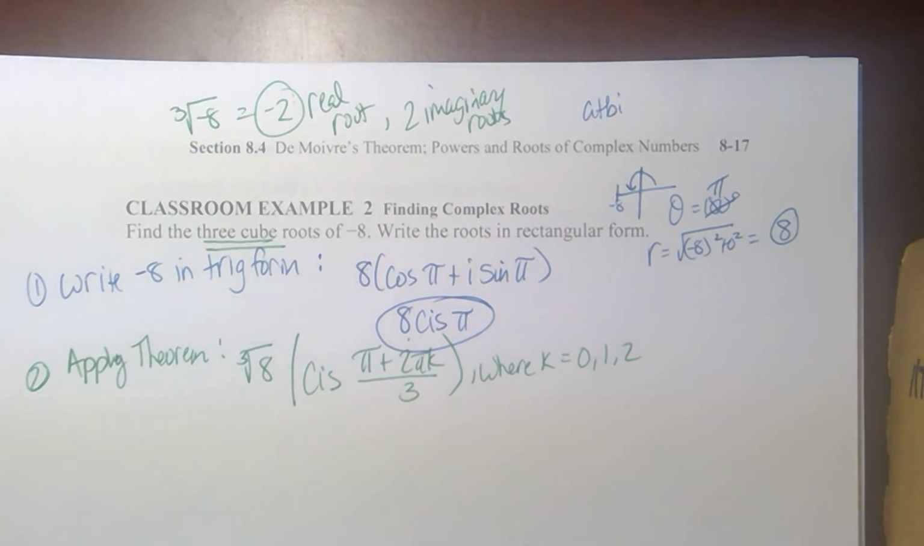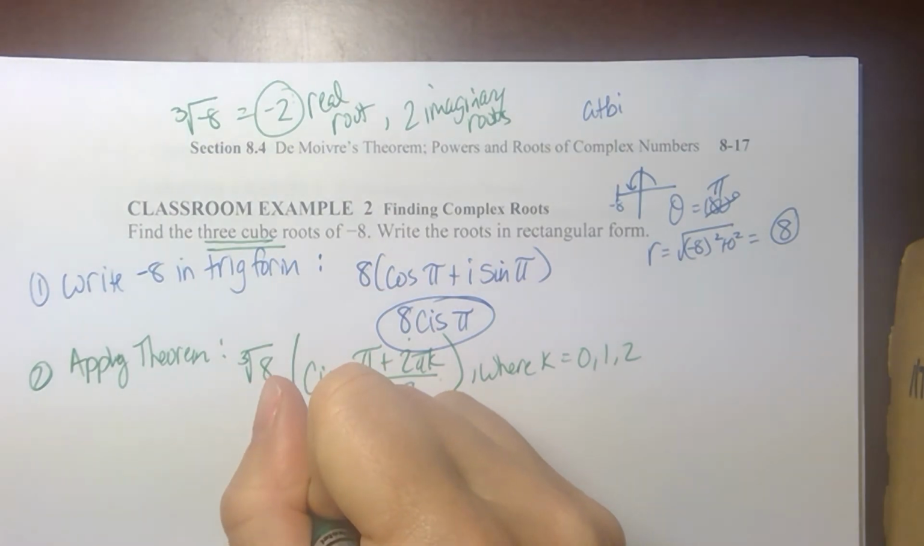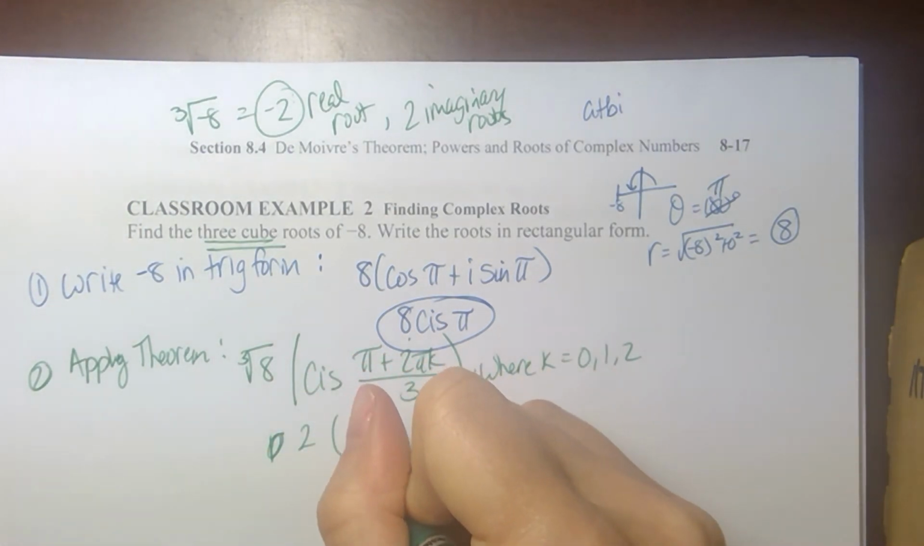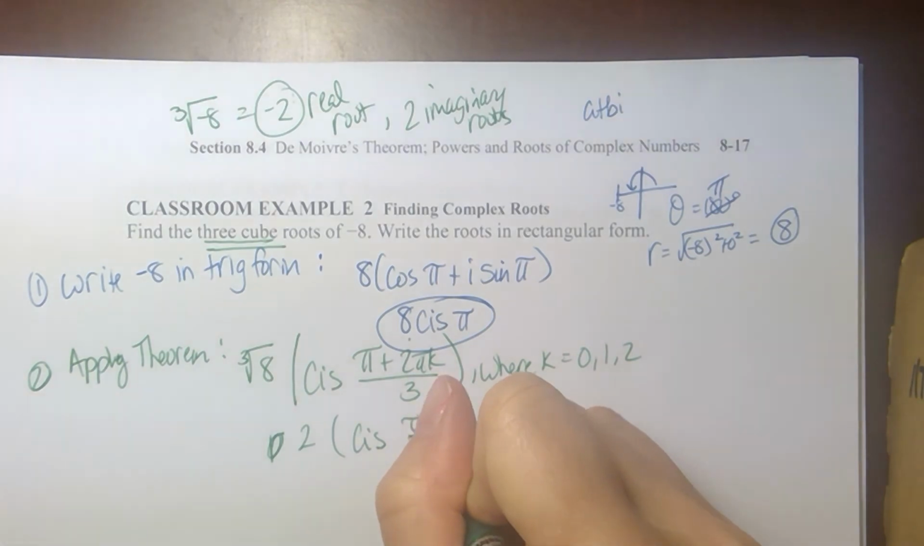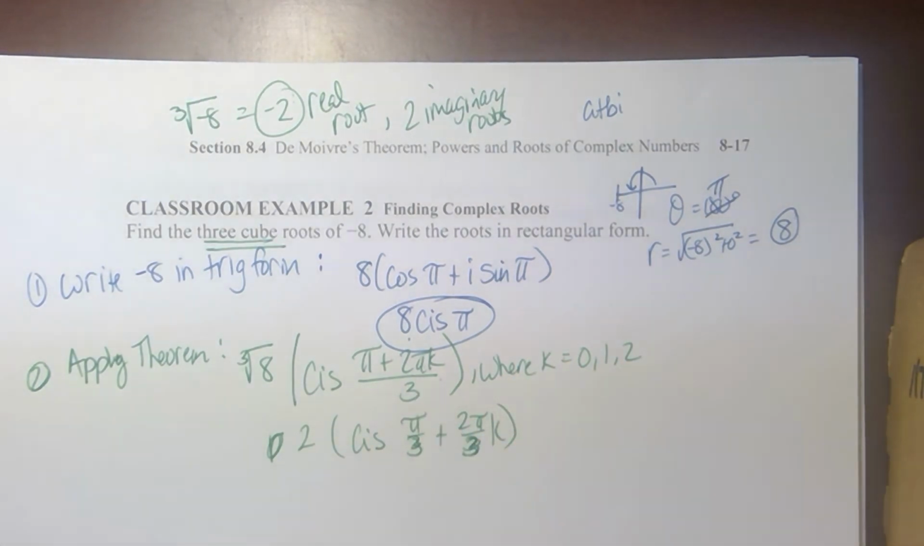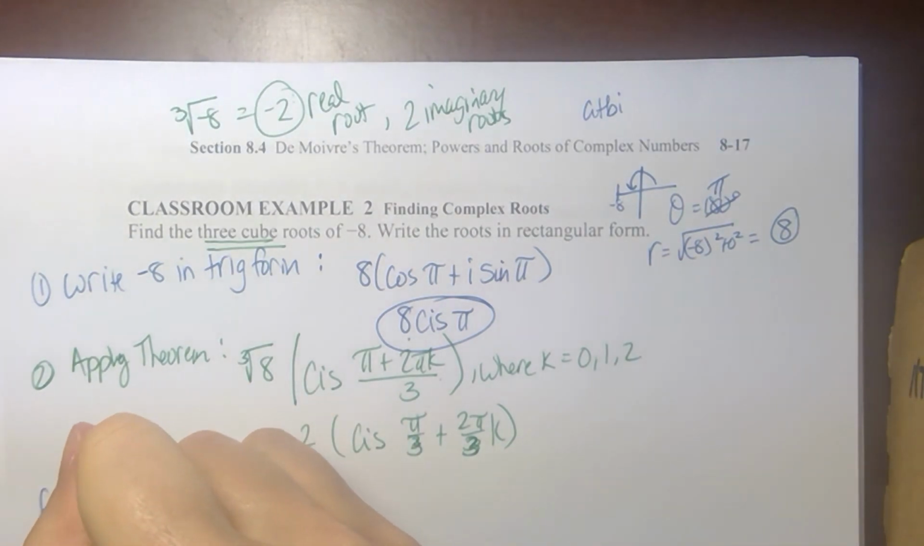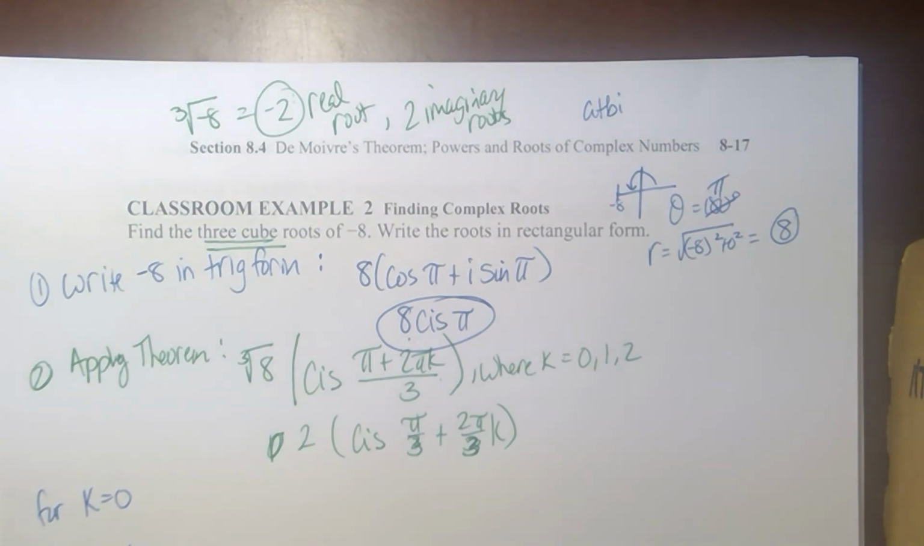So let's start working this out. This doesn't simplify. I've got pi thirds plus 2 pi thirds k. r is, well, we can go ahead and rewrite it. So r is, cube root of 8 is 2. And then I've got cis of pi thirds plus 2 pi thirds k, that's hard to read, I'm sorry. So now I've got to find, for k is 0, k is 1, k is 2.